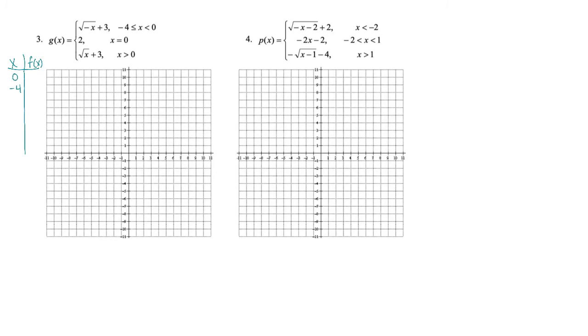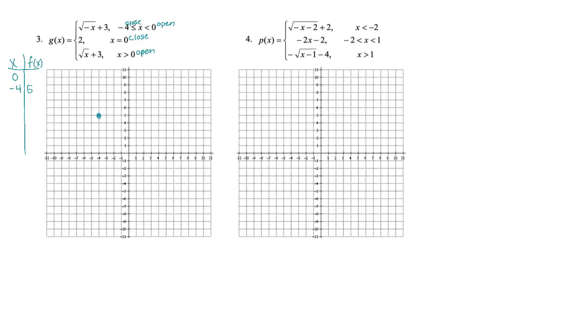Plugging in negative 4, that's going to give us 2. 2 plus 3 is 5. And that's going to be a closed circle. And this is going to be open, close, and open. Help us remember. And so negative 4, 5. So we said that was going to be closed.